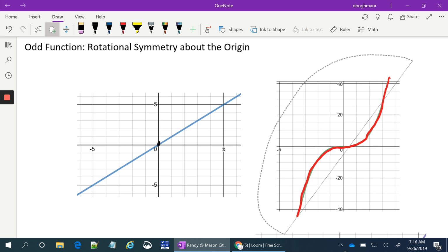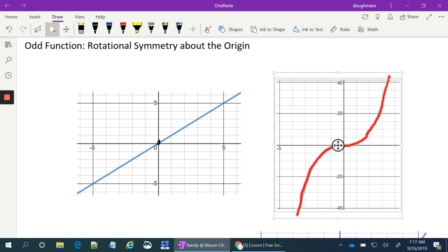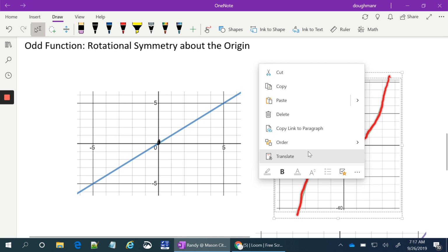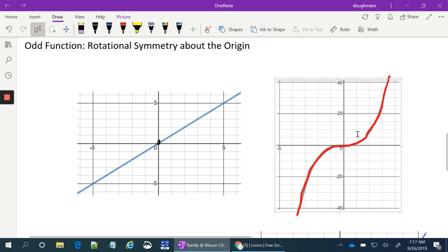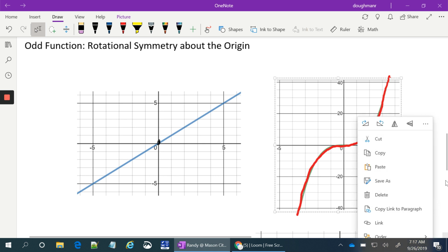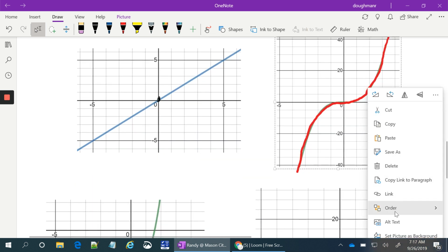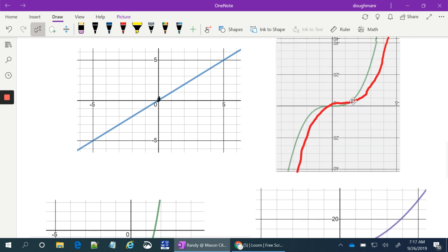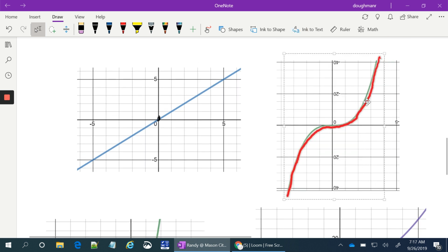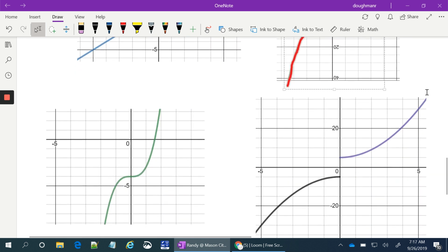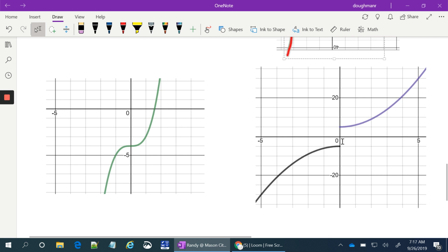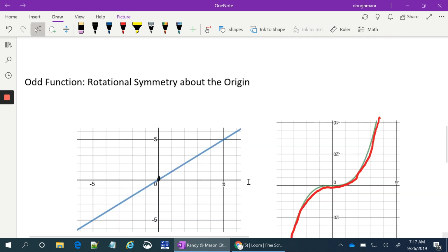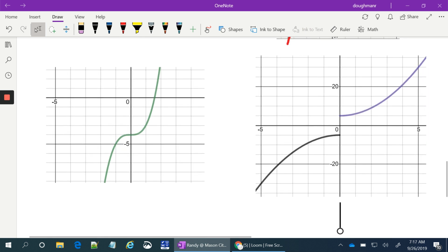And then if I were to grab it and rotate it, struggling here. Okay, there it is. So I rotate left, and then I rotate it left again, and you'll see that the two graphs just line up perfectly. So that's a rotational symmetry about the origin. Now we look at this one to the right, and I believe you'll see that it has rotational symmetry.